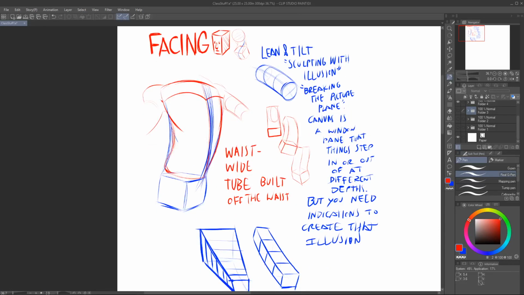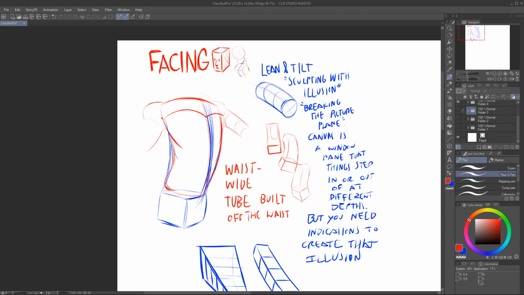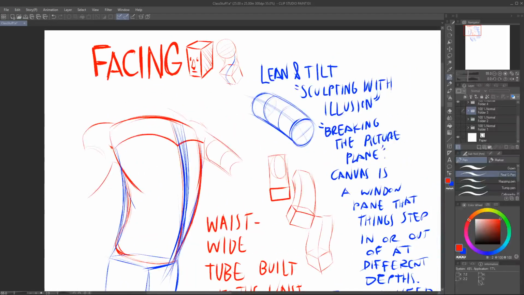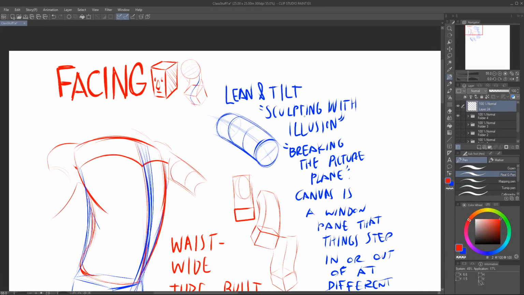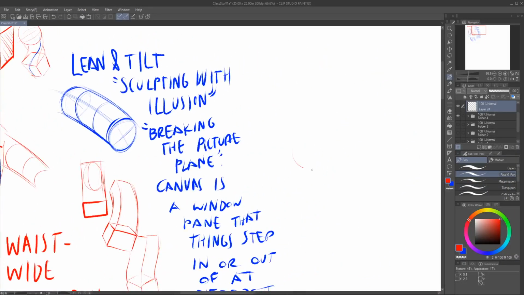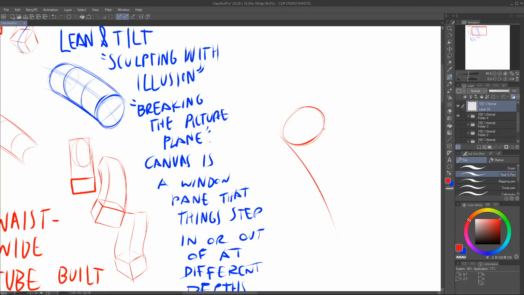Alright, here's another key concept. This one's called facing, and I touched on it in some of the other stuff earlier. But it's very important that you keep in mind and use indications of what direction things are facing. Like, a cylinder is an excellent tool for describing. You're going to be using cylinders to describe most of your forms on a human body, and it's excellent for doing that.